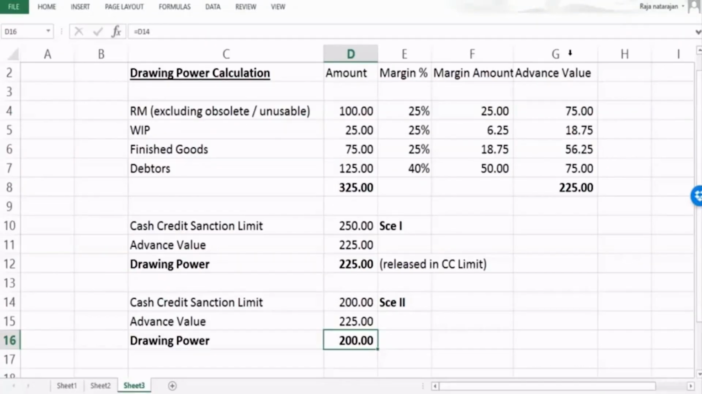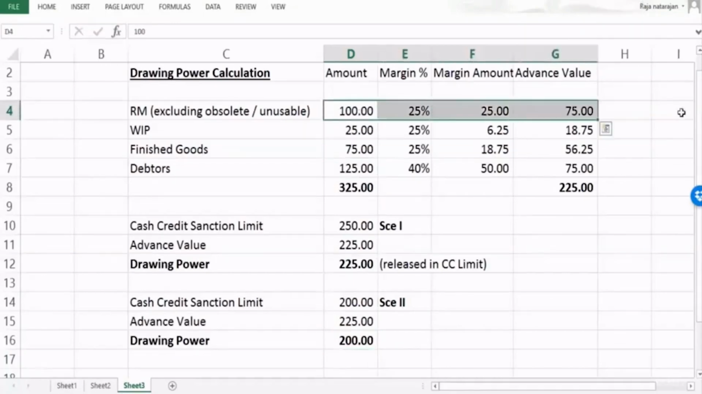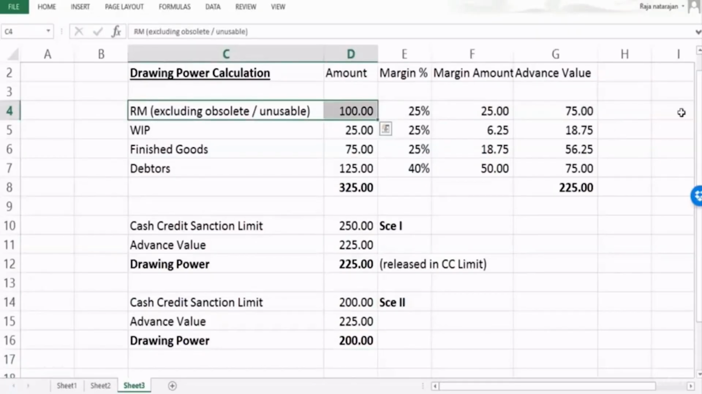Now in this drawing power calculation, we have to keep two more things in mind. When the raw material is taken into consideration, we have to ensure that this raw material stock does not include any unpaid materials. Because it is possible that you purchase raw material on credit and you don't pay for it, but you keep it in inventory and show it to the bank and get a loan. That should never happen. So if any raw material included in this has not been paid for, it means it is still on credit, and then it has to be deducted.